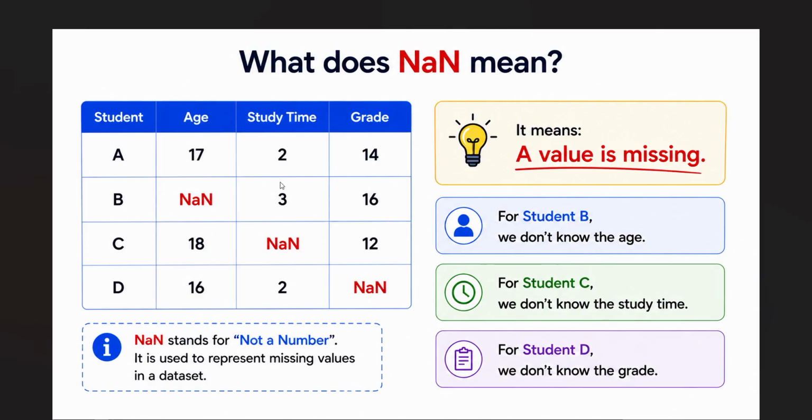Okay then, until now we have been working with datasets where values look complete. But real-world datasets are rarely perfect. Some students may not have entered their age, some records may have missing grades, and some customers may not have provided their income. So today we are going to learn how to find missing values and how to handle them. This entire process is called missing value handling. Let us see it in a practical way.